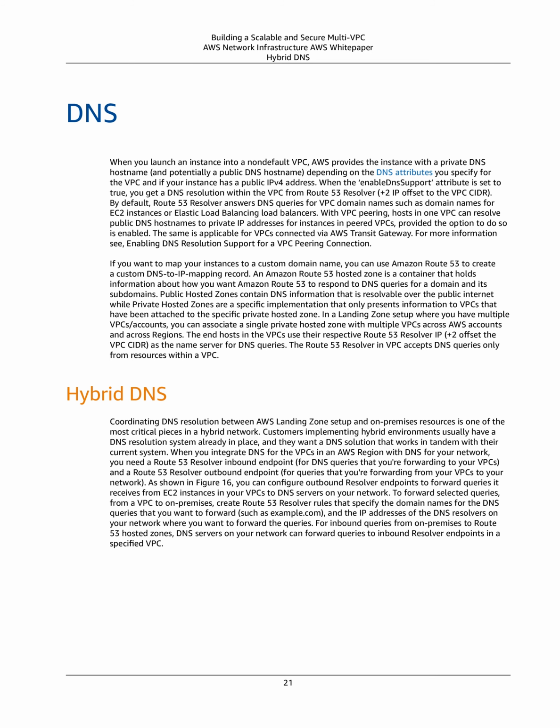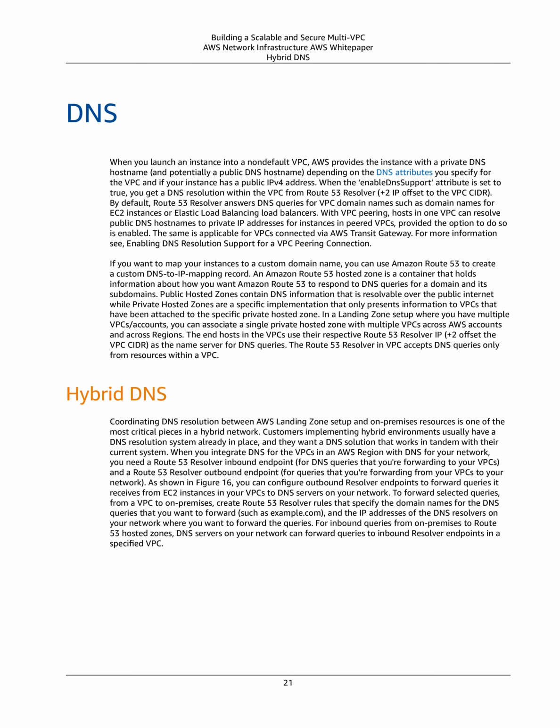DNS. When you launch an instance into a non-default VPC, AWS provides the instance with a private DNS hostname, and potentially a public DNS hostname, depending on the DNS attributes you specify for the VPC and if your instance has a public IPv4 address.